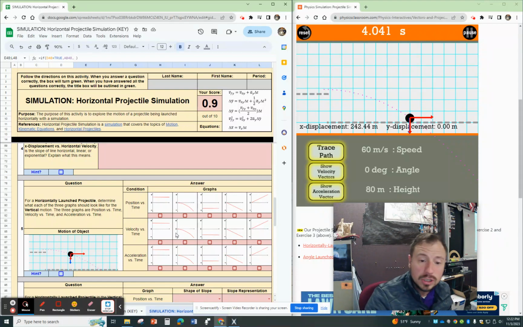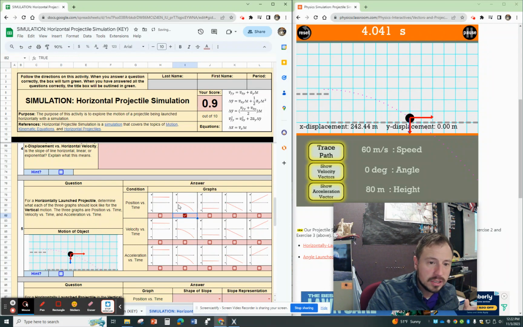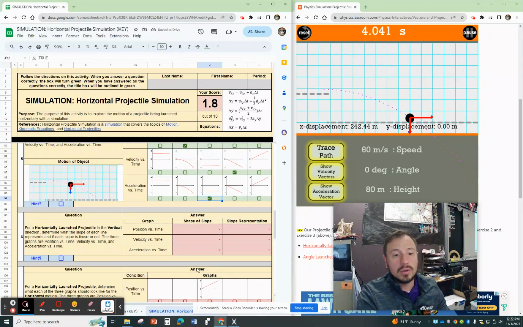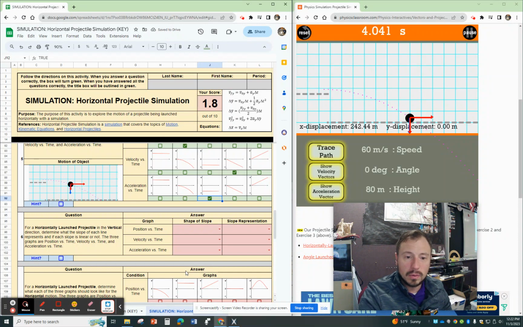Now we need to look at horizontally launched projectiles. So we've got 2 different motions. We're breaking it up: vertical, which is up and down, and horizontal, which is left to right. The vertical motion is just like a dropped projectile. We've already done this. It starts at the origin, it falls down. The slope of this line of the position versus time graph is going to be the velocity in the up and down, and the acceleration is going to be the slope of a velocity versus time graph. You can see here the velocity is not going to change, so that sort of gave you the answer to this one. What is the shape of the slope, and what's the slope representation?